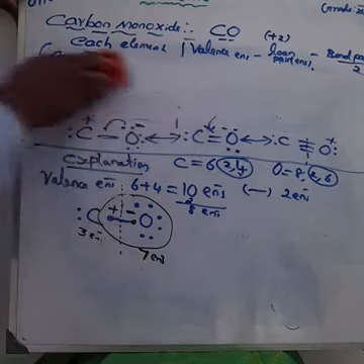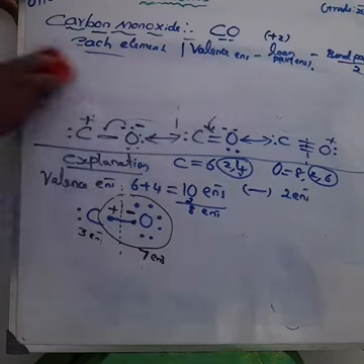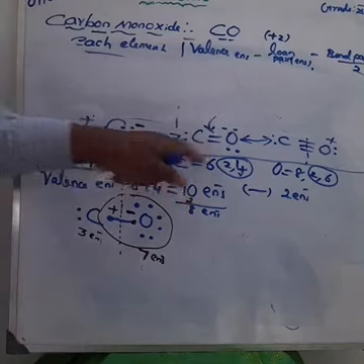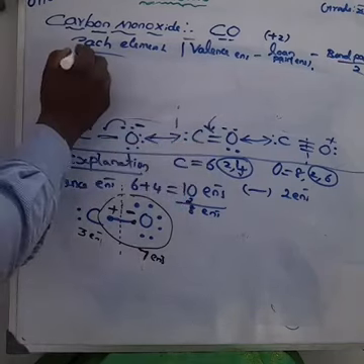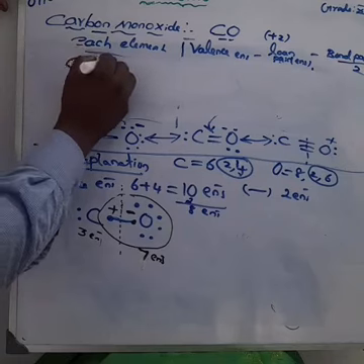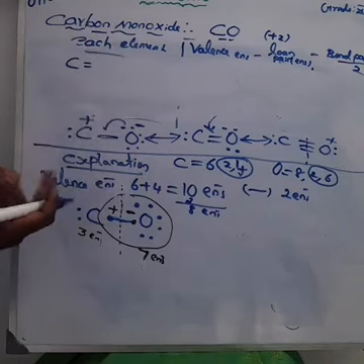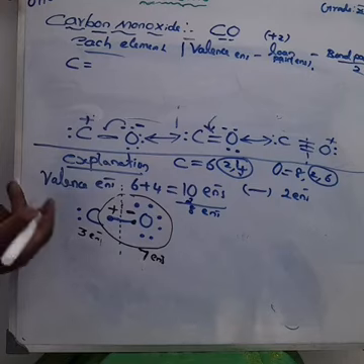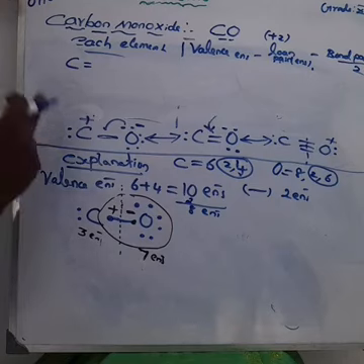Carbon double bond oxygen. Carbon having 2 electrons. Oxygen having how much electron? 4 electrons. How can you find out the charge of this molecule for each element? Okay, first one I am taking carbon.